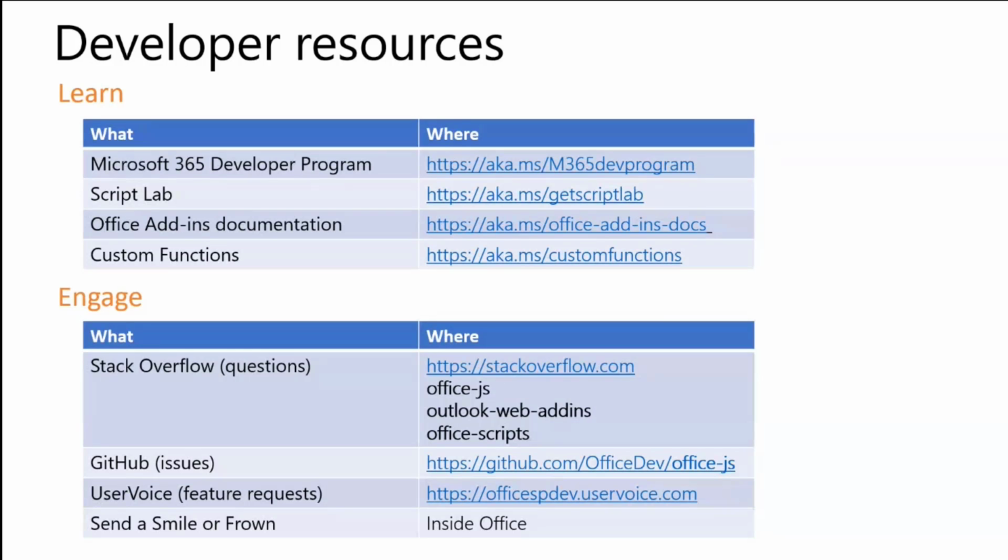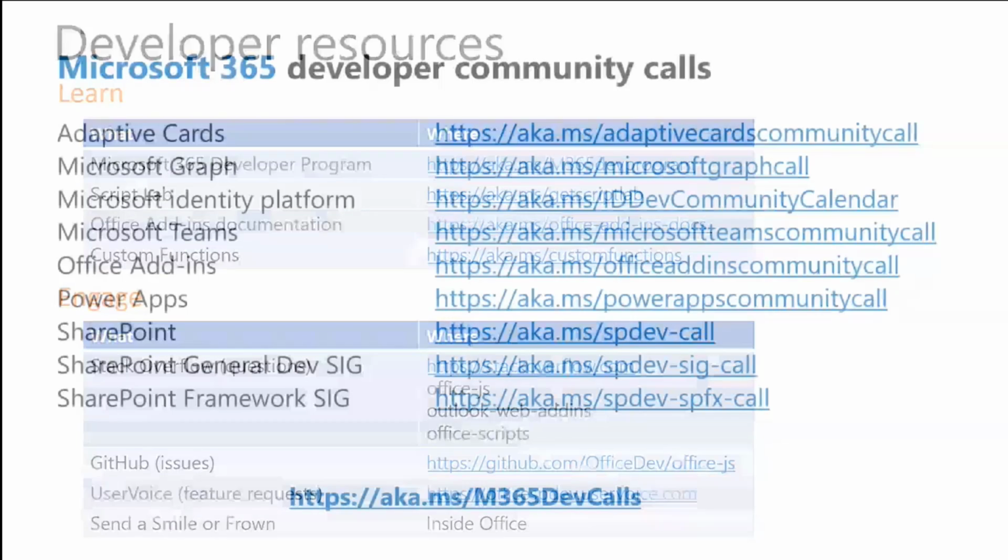In terms of where you can engage with us, if you have questions about how to do certain things in various scenarios, you can reach out to us on stackoverflow.com. There's a number of tags there that you can use for different areas of Office Add-ins. If you have found a bug of some sort, let us know on GitHub at the Office.js repo, and that's where we track all of our bugs. And if you have feature requests, there's the user voice link to go let us know what scenario you need to be unblocked on. And of course, you can always send a smile or frown from inside Office itself.